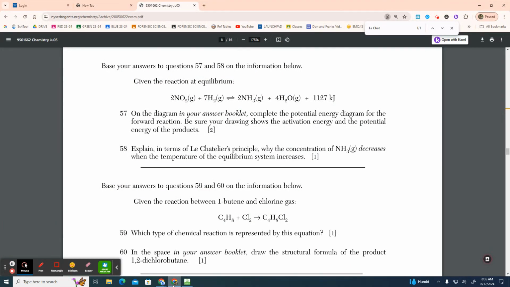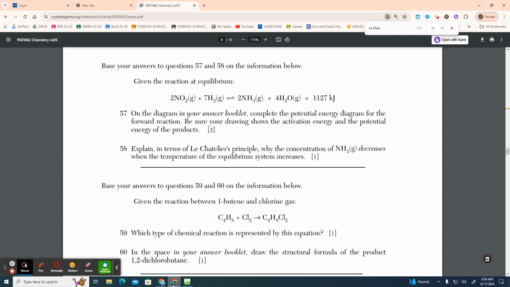Okay. So we did 57. We drew the potential energy diagram. That was here. We labeled the activation energy of the forward and the potential energy of the products. That's the activation energy of the forward and the potential energy of the products right here. We did not do number 58.